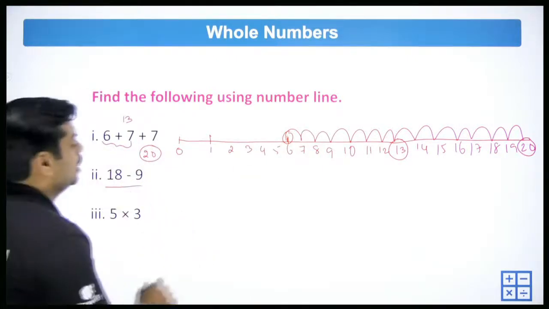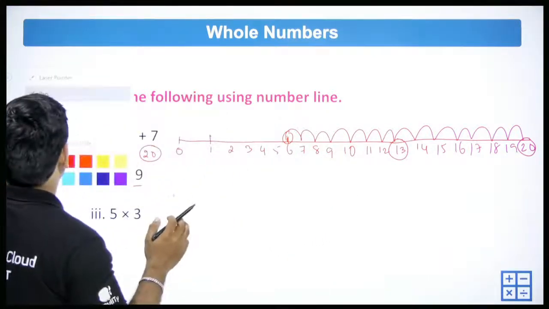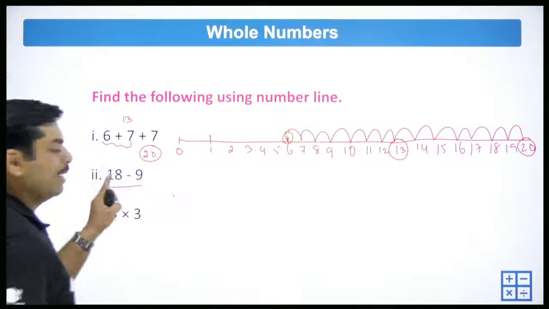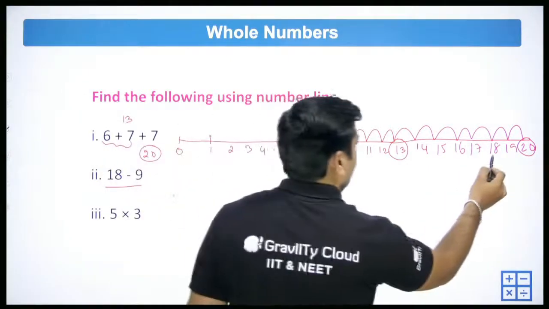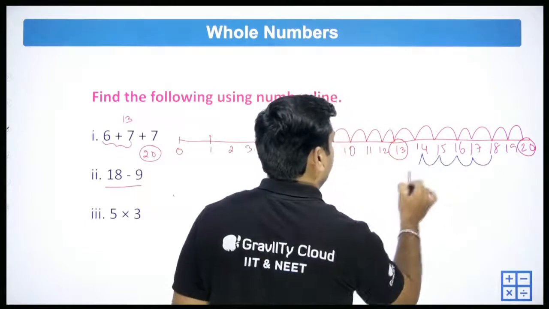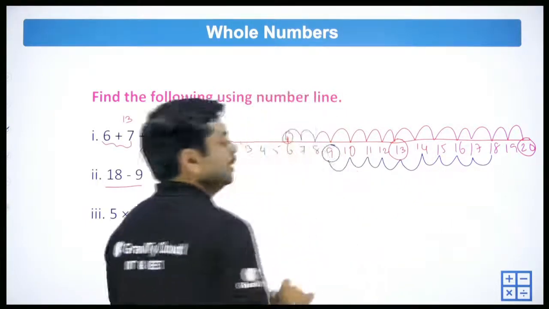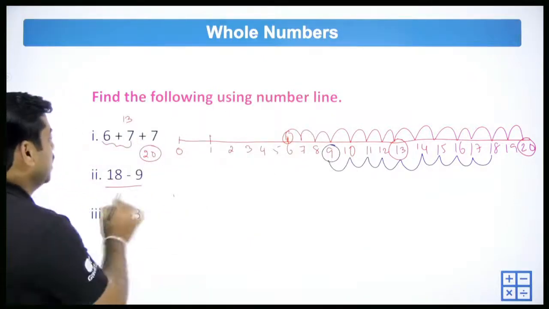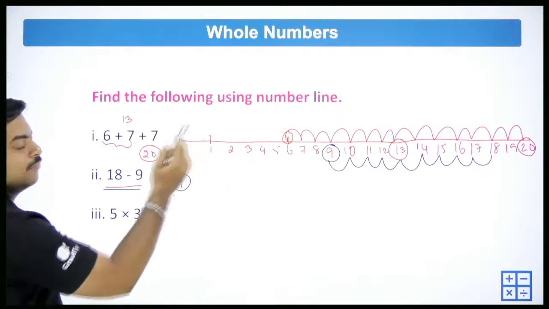18 minus 9. Here, if you take the same number line from 18, the minus states that we need to come back by 9 units. So 1, 2, 3, 4, 5, 6, 7, 8, 9. 18 minus 9 is 9, right? So from 18, coming back 9 units will land at 9.